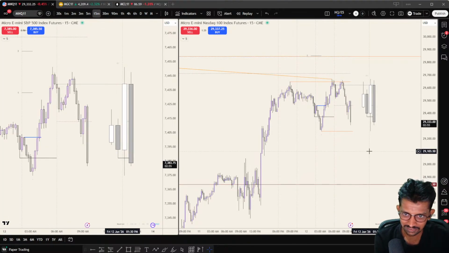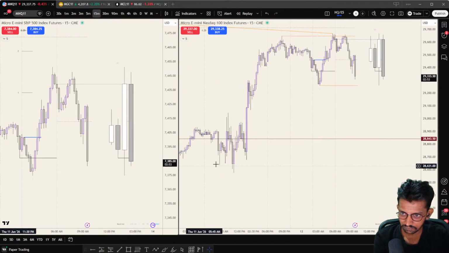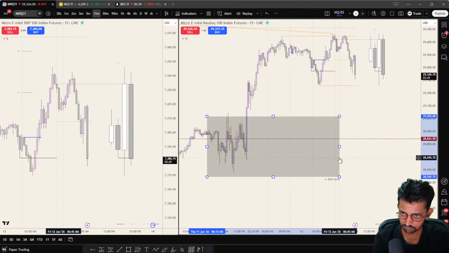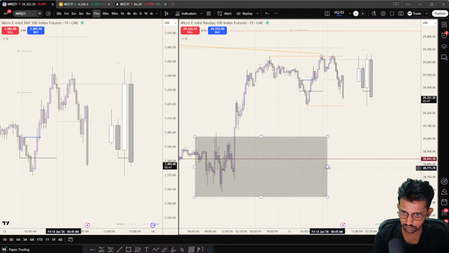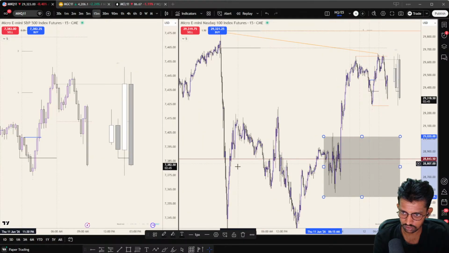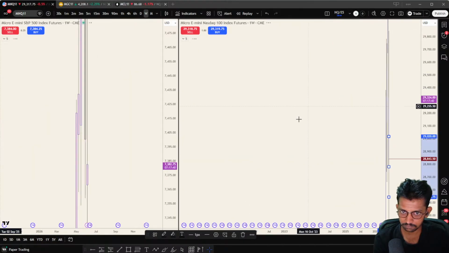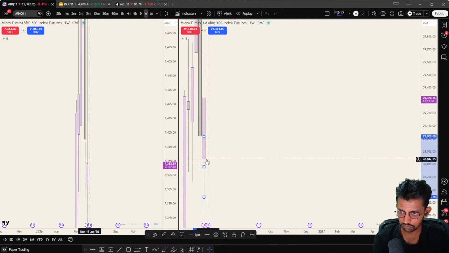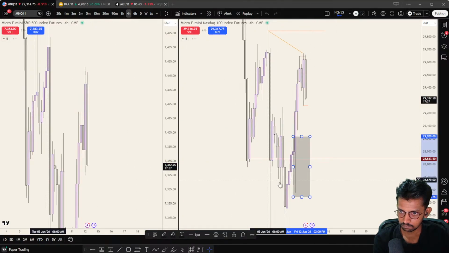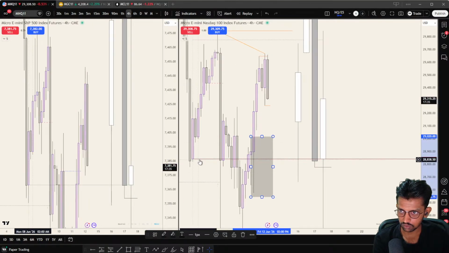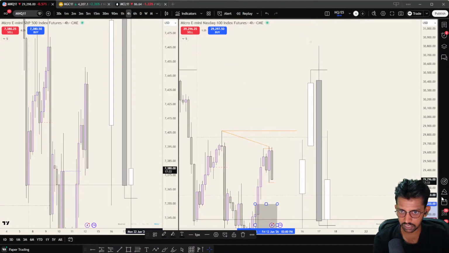We'll wait. We got this consolidation here. Might come back to this consolidation because this is a weekly open which I marked here. If you see here, this is a week open. So we might come back to the week open because we expanded nowhere.